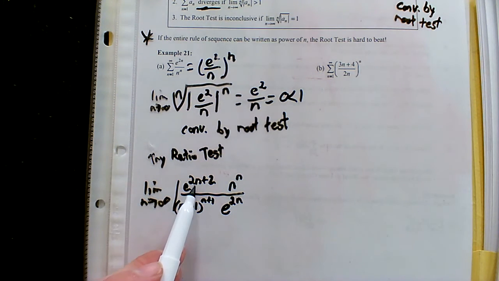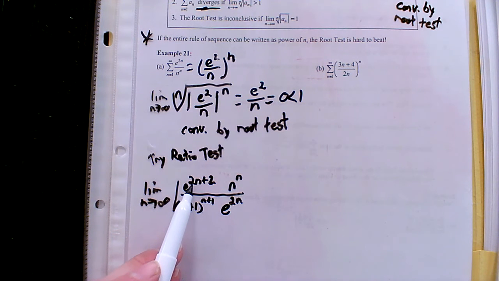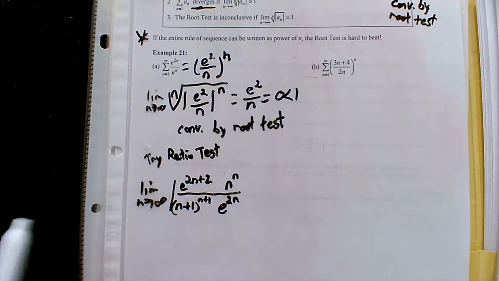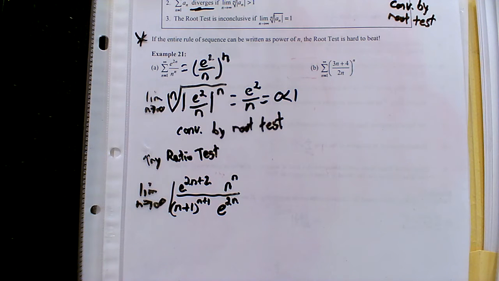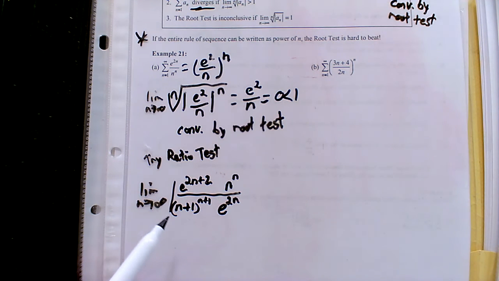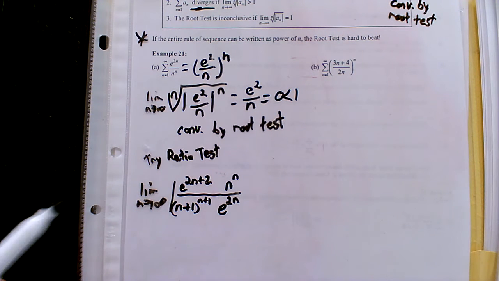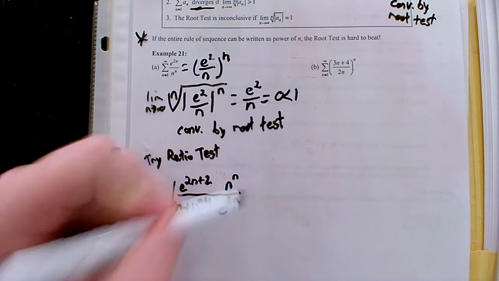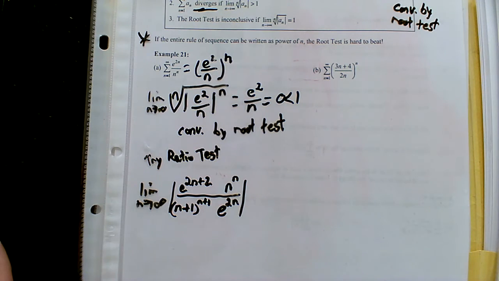Are we okay with how that became 2n plus 2 here? Everybody's okay with that? We changed the n to n plus 1, but then the n plus 1 was multiplied by 2, so we distributed: 2n and 2. Okay? That's how the 2n plus 2 came about. And we changed every other n to n plus 1, then multiplied by the reciprocal of the original. And we're taking the absolute value of that.